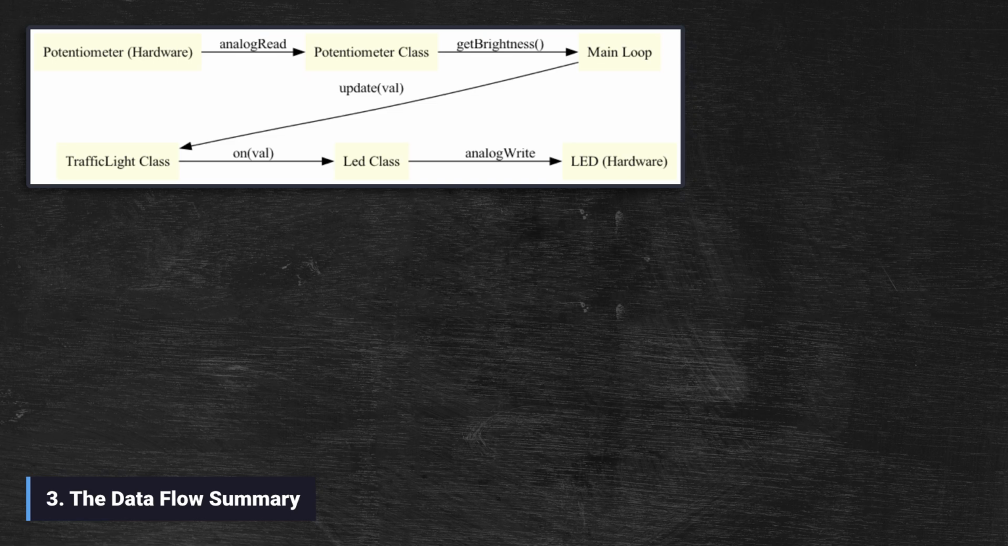Look at this clean data flow. The hardware reading is transformed by the potentiometer class, passed through the main loop as a simple variable, and finally used by the TrafficLight to command the LED objects. This modularity is the essence of professional Arduino OOP. When you run this code, you'll see the lights cycling through their 5-second intervals, but you can also dim them or make them brighter at any moment. You've built a multitasking, object-oriented system that is easy to read and even easier to expand.